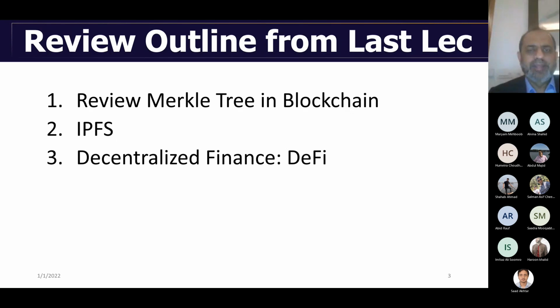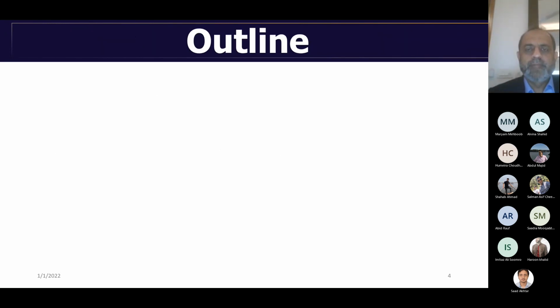Then we move on to decentralized finance, and perhaps, as I mentioned yesterday, cryptocurrency. If somebody intends to invest in Bitcoin, Ethereum, and others, it's better that we understand DeFi so that we reduce our risk of losing our assets and increase our profitability. So it is important that we know DeFi.